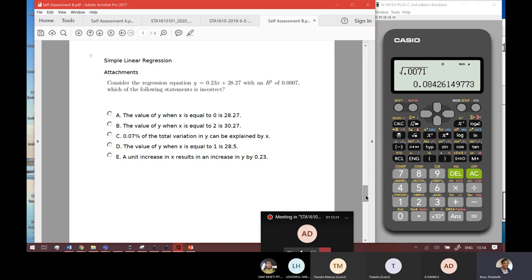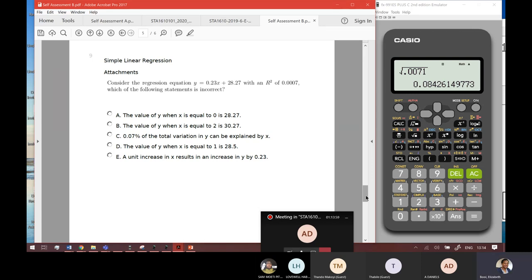Like we did yesterday, remember, you need to know how to explain the coefficient of determination. You need to know how to interpret it if we substitute the values into the formula. You need to know how to interpret the value of the slope. You need to be able to interpret how you estimate the values.